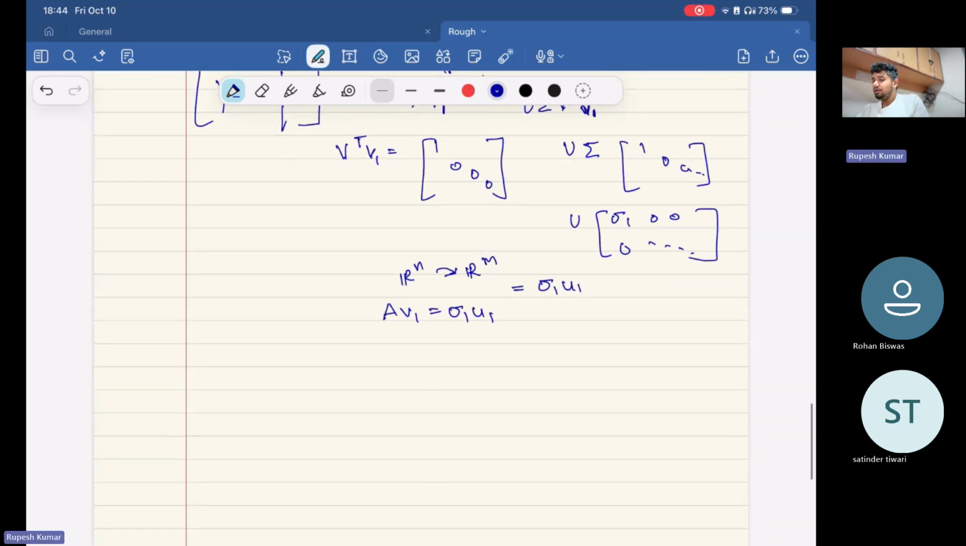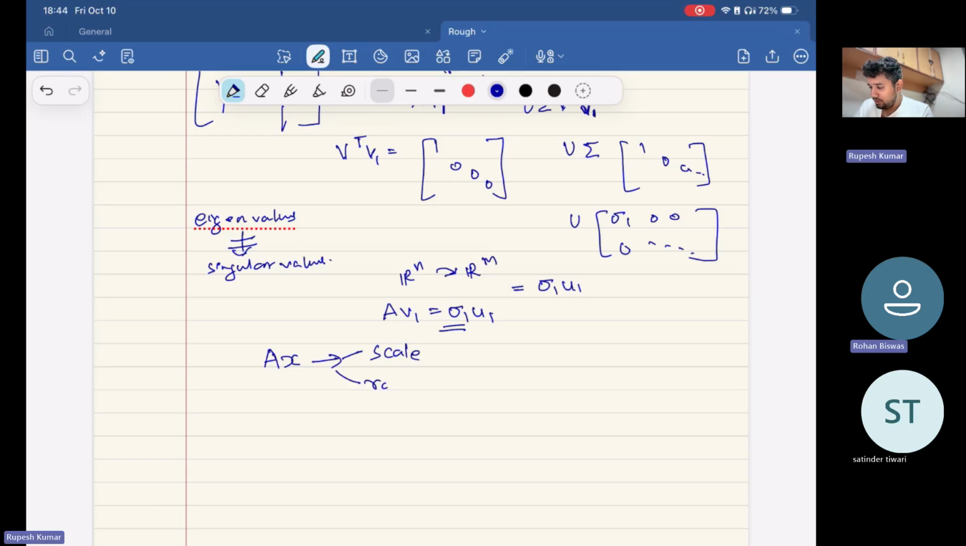So basically, first of all, we should not directly compare eigenvalues and singular values. Eigenvalues are not exactly equal to singular values. But the question is what the largest singular value is saying. So think of it like this. When you multiply a matrix A with a vector x, what can it do? It can scale, rotate, or do any combination of these, or reflect also. Let's ignore reflection.